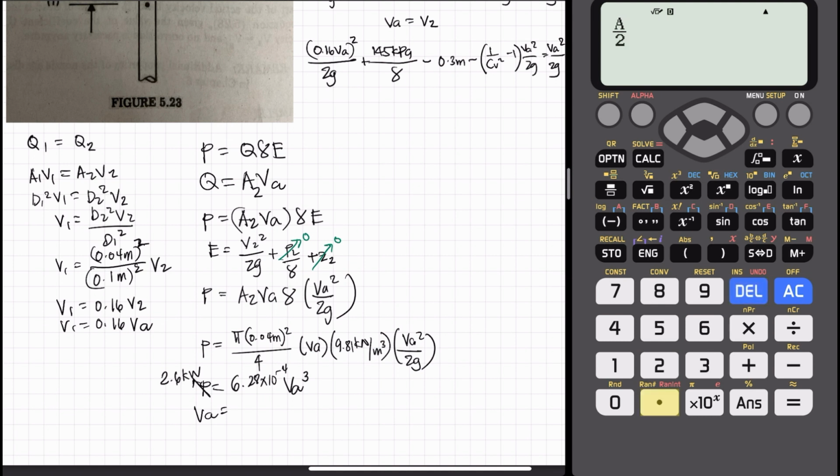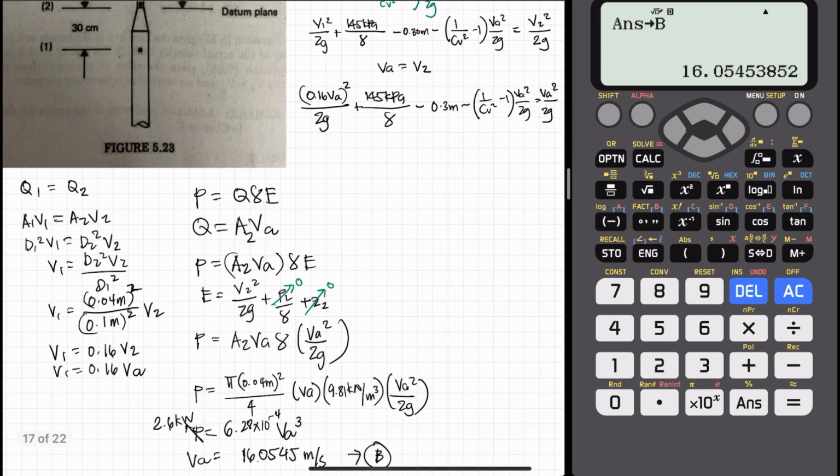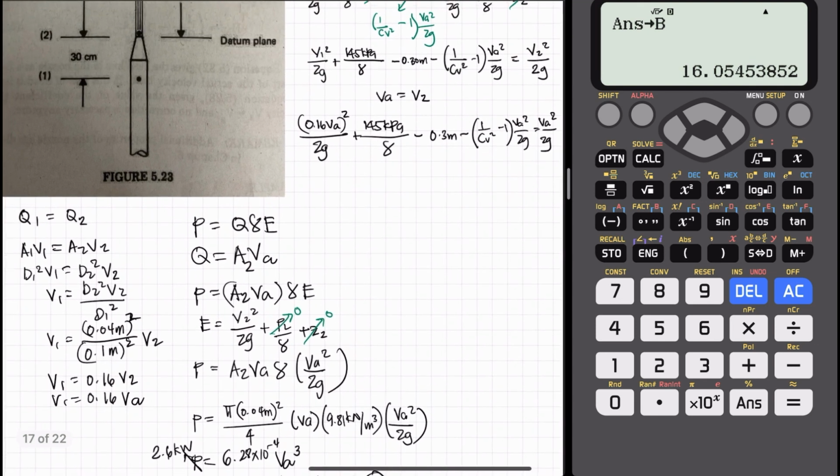Ulit. 2.6 kilowatts over alpha A, which is equal to 413.02852. Tapos kunin natin yung cube root niyan. The answer is 16.0545 meters per second. That is the actual velocity. Store natin siya sa B. So since naka-store na siya sa B, masosolve na rin natin si CV kapag sinubstitute natin si VA dun sa taas.